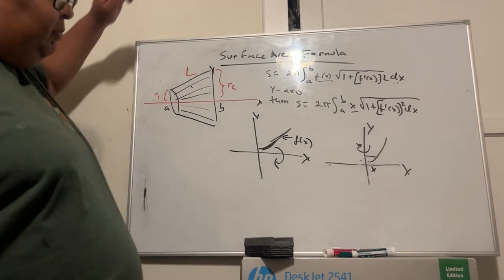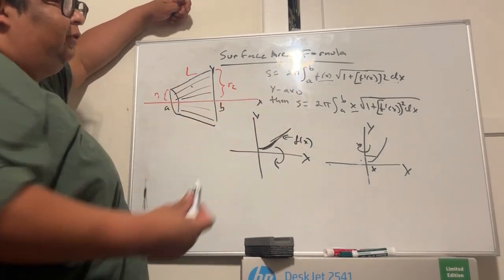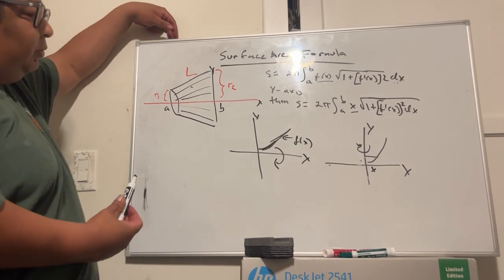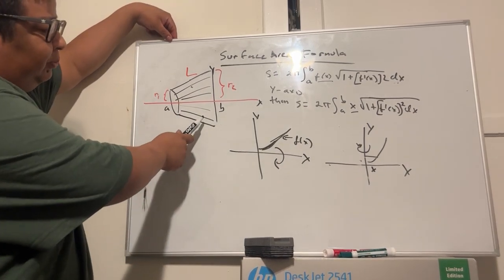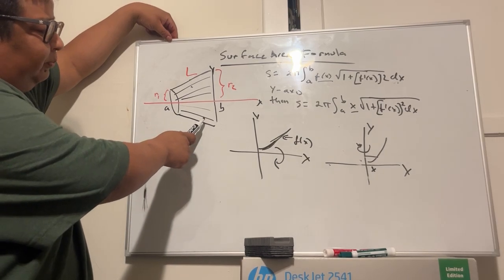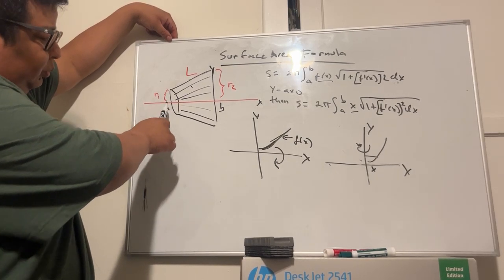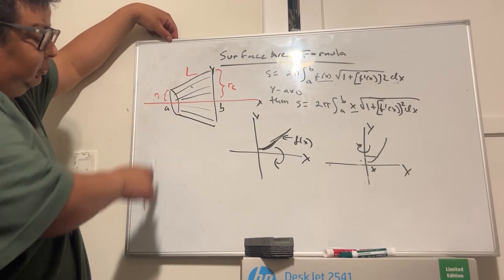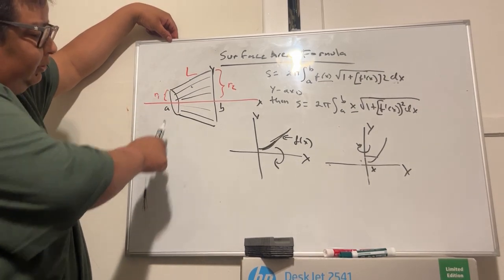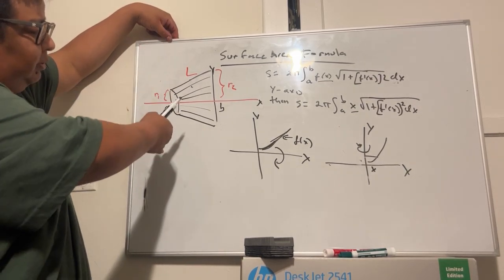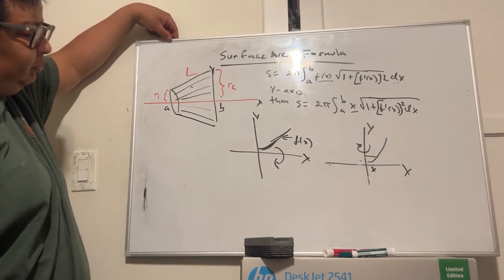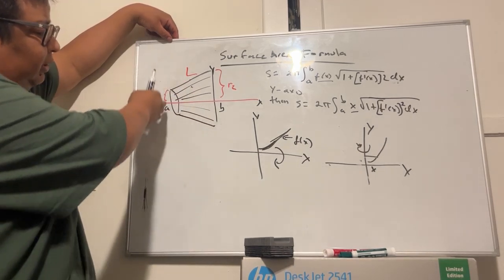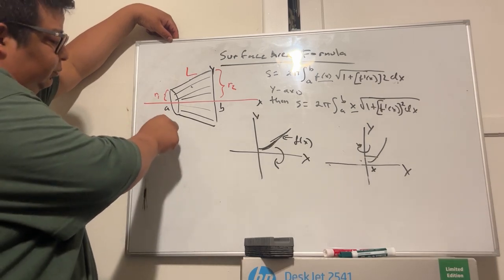Welcome. In this video, we're going to derive the surface area formula using calculus. The way we're going to do it is we're going to have a frustum, a circular cone frustum, where the frustum is called that because you cut part of it. You cut it like that, and it's a right circular cone but cut. So that's a frustum.